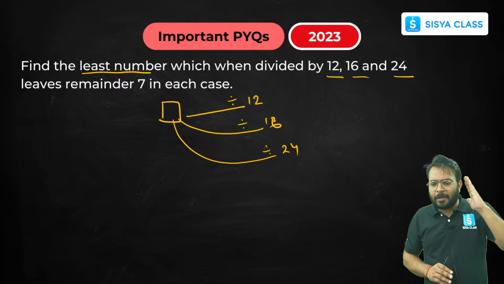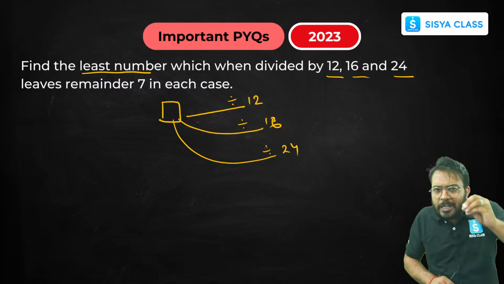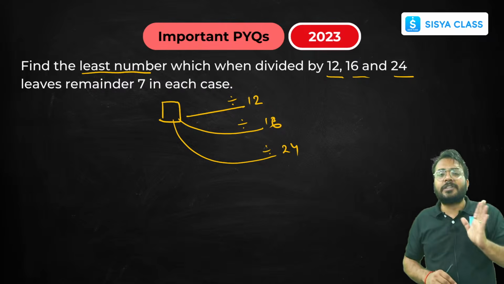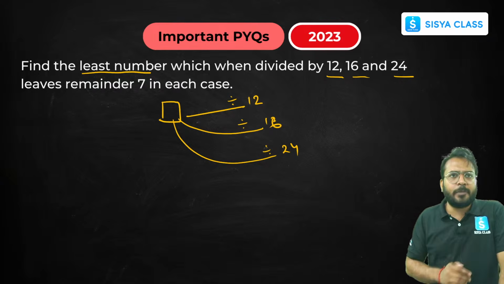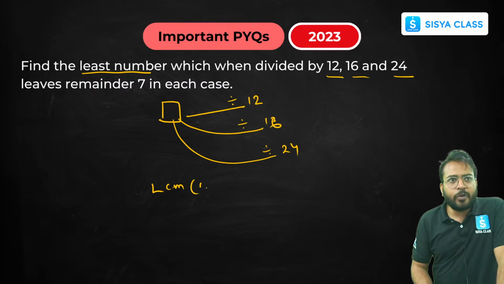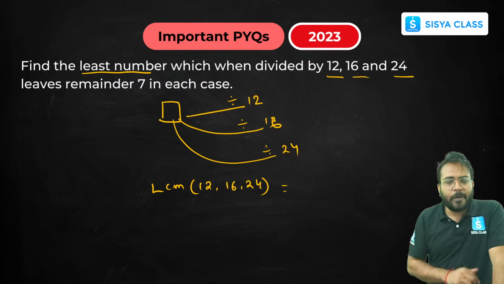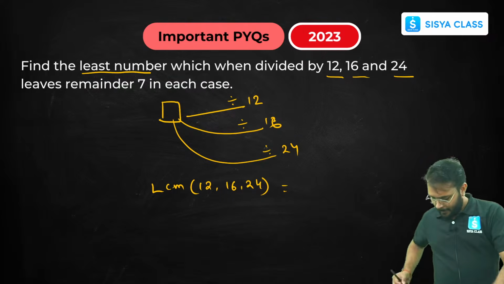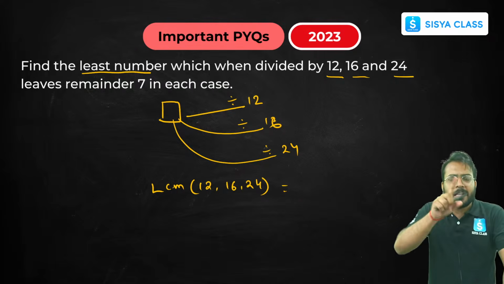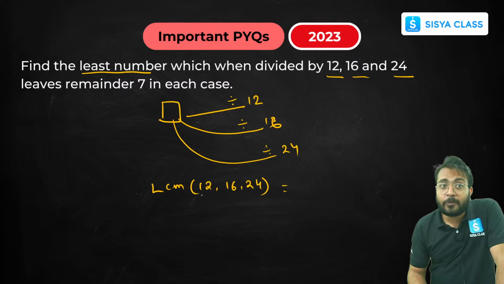So what could be that number? First of all, let's find the number which could be divisible by all three, that is 12, 16 and 24. What can be that number? That number is going to be the LCM of 12, 16 and 24, right? Okay, fine. So what is going to be the LCM of 12, 16 and 24?